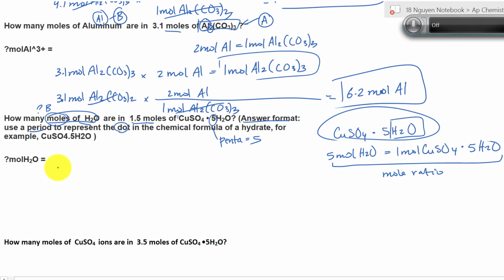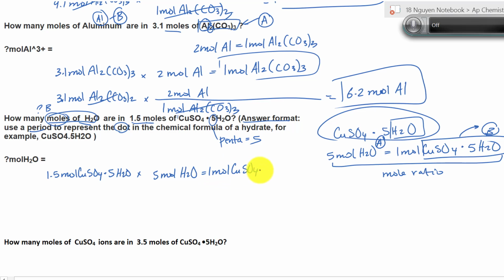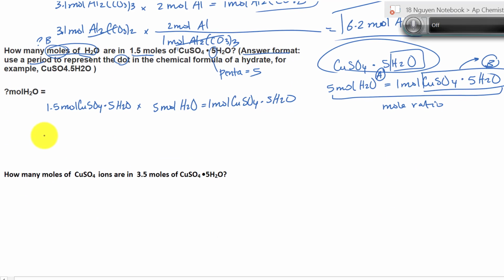So in this case, let's set up this problem. So we have a given 1.5 moles of this copper sulfate pentahydrate, CuSO4 5 H2O, times the conversion factor, which is this one right here. That's going from mole A, which in this case is A, and this is B. This B represents this whole entire thing right here. So we have 5 moles of H2O equal to 1 mole of CuSO4 5 H2O. And let's rewrite this as a fraction and solve it.